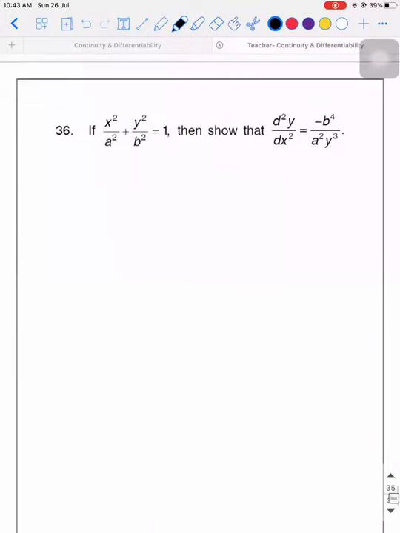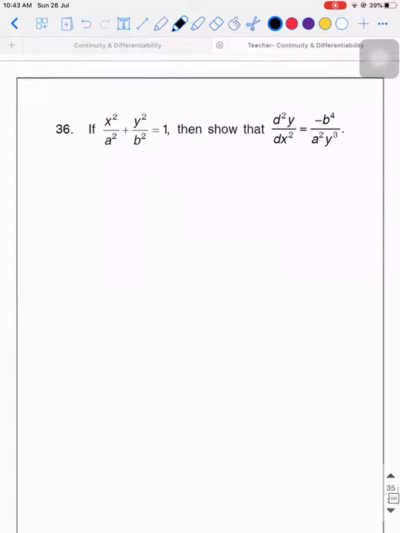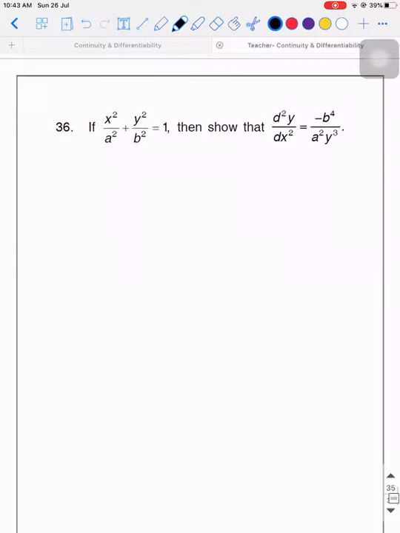36th, Shruti and Sachin, and Sneha also. Yeah. So 36th. This is the equation of an ellipse, x square by a square plus y square by b square is equal to 1. Right?